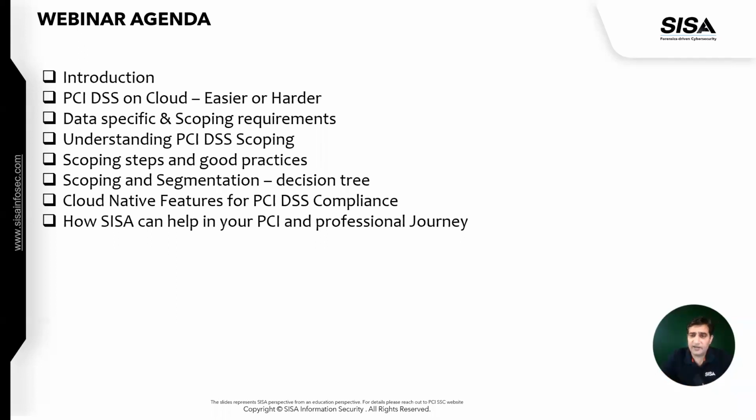Then data specific and scoping requirements: what kind of scoping requirements you have, and how you are going to identify the data. Understand PCI DSS scoping as a whole, and then the steps into good practices which you should follow while performing scoping on the cloud, and the same with segmentation. I'm going to provide you a decision tree on top of it. Then we will also talk about a few cloud native features or services which every security professional should use, so that they are able to automate some part of their PCI DSS compliance and make life easy for everyone.